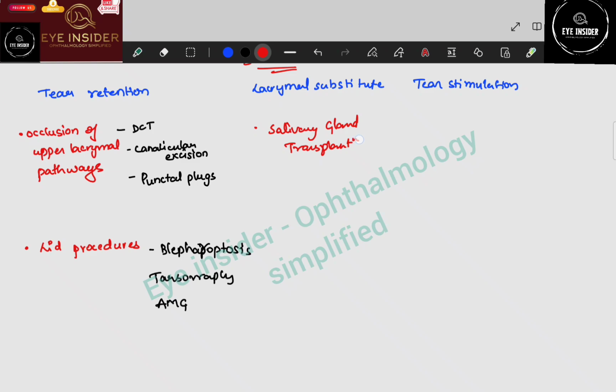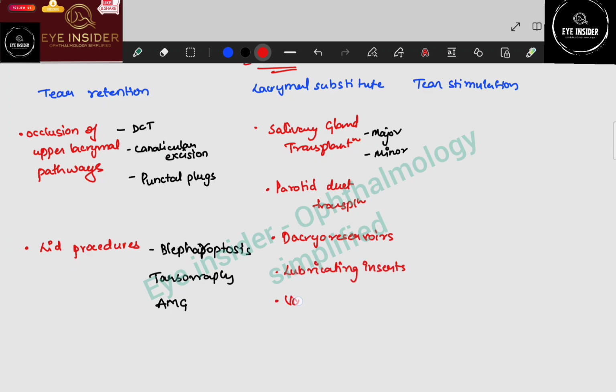In lacrimal substitutes, we have salivary gland transplantation, which can be either major or minor salivary gland transplantation. We also have parotid duct transplantation and dacryo reservoirs. These are reservoirs which are placed somewhere else, commonly in the abdomen, and from there these reservoirs pump the lacrimal fluid into the eyes. Then we have lubricating inserts and valved aqueous tube shunts also.